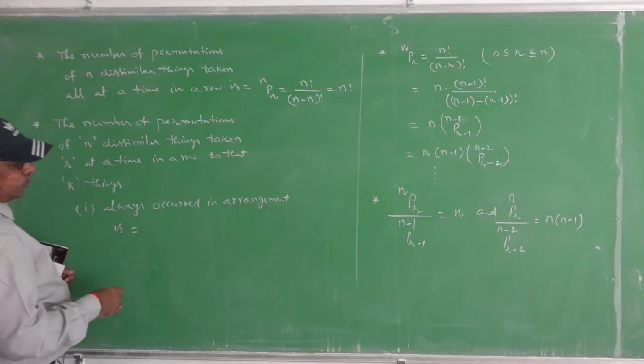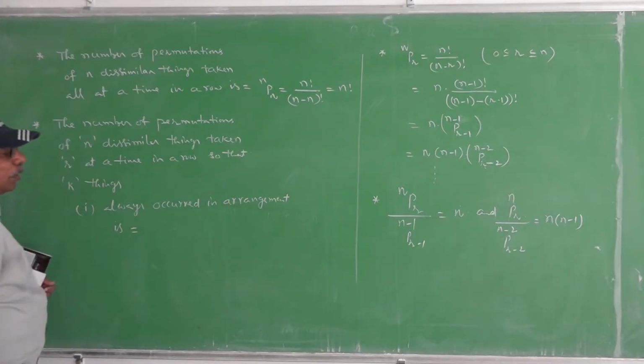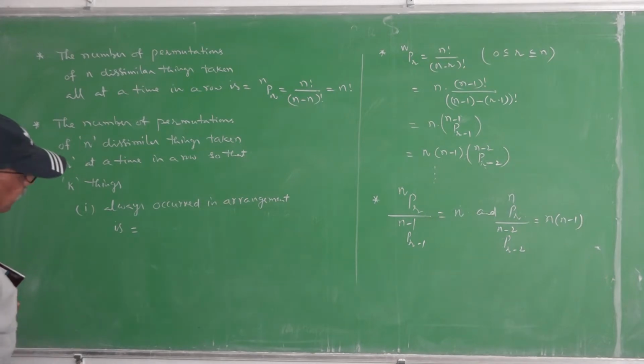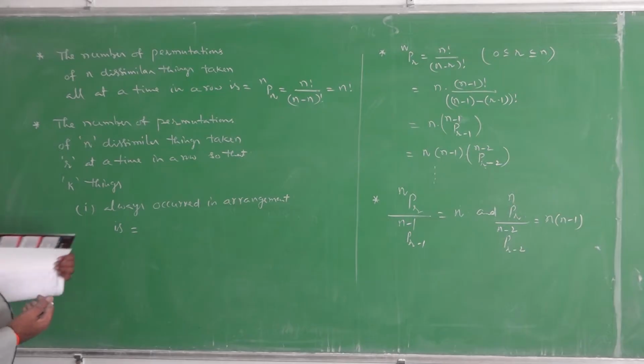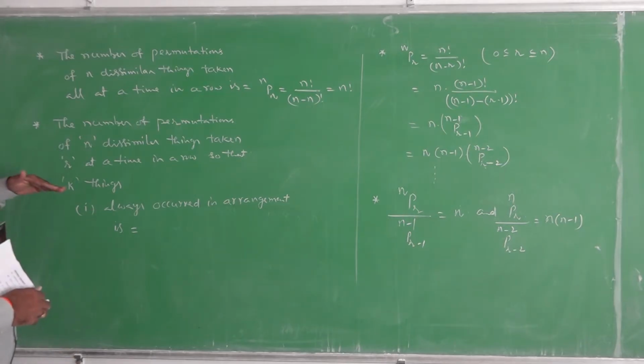So that is the total number of such arrangements here. Out of n things, those compulsorily included things are put aside, and the remaining r minus k things are to be selected from n minus k things, and they have to be arranged in a row. The total number must be arranged in a row.